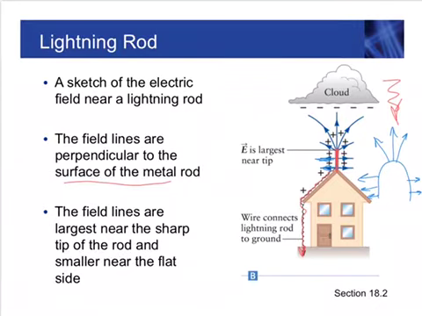And the field lines are always largest near the sharp edges. It's true for every conducting material, and we're going to look at the next slide how we can model it in a simple way to show exactly that the field lines are largest near the sharp tip of the rod and smaller near the flat side, and that creates the condition for the lightning to strike the top of the rod and travel down to the ground to protect buildings.